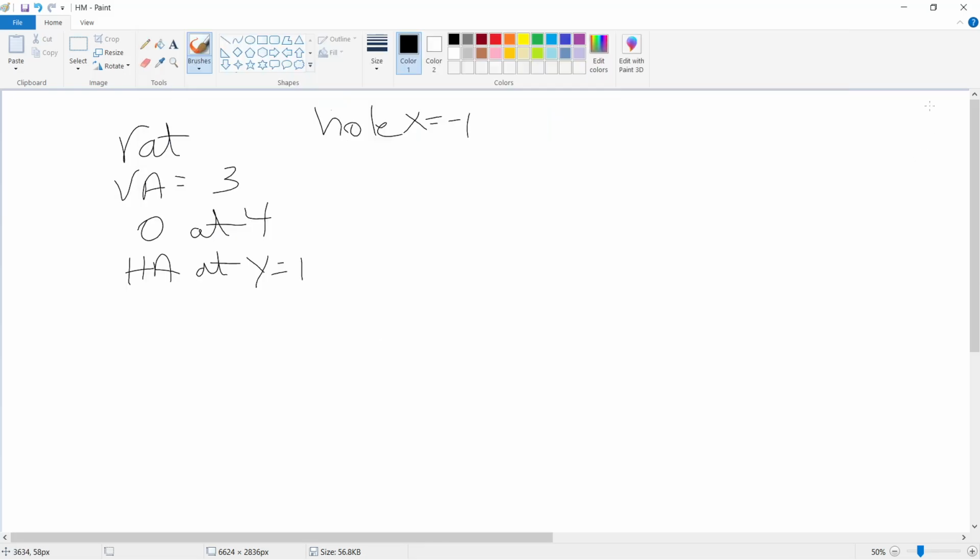Here's a rational function. I've got to find what the function is given these features. It's a rational function, so it's either something with x divided by something with x, or a constant divided by some function of x. It's got a vertical asymptote at 3, which is really x equals 3.